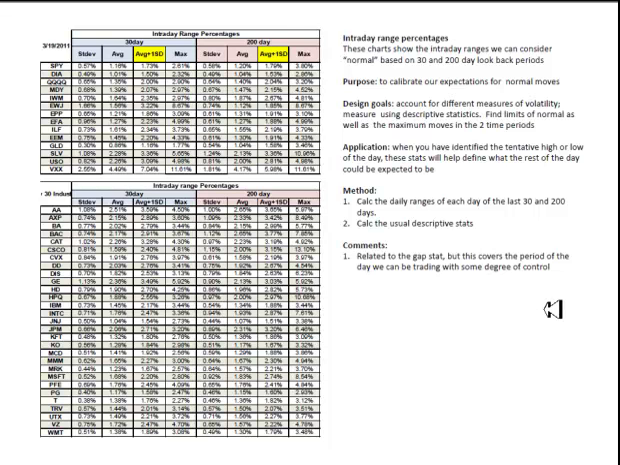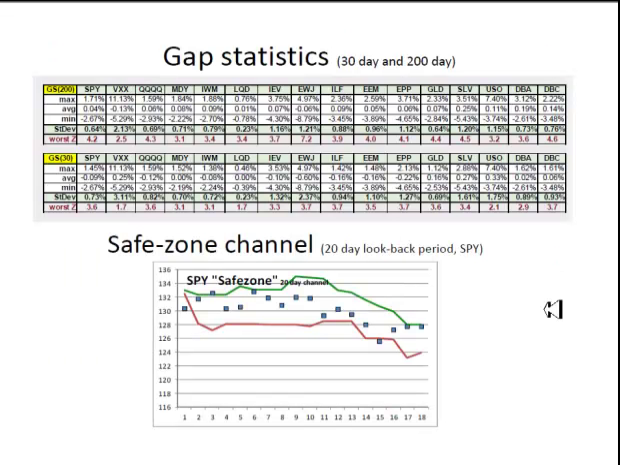The intraday range stat reference sheet, I'll leave that for you. Safe zone channel and the gap statistics. Again, you can see the degrading of the signal strength in SPY. The last 2 times it's violated the channel, it's been to the downside.